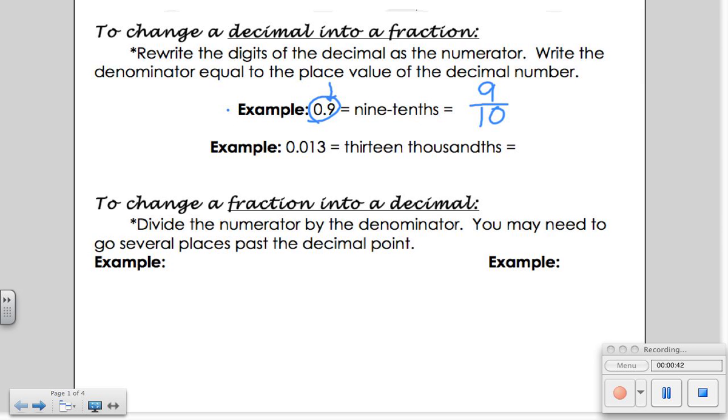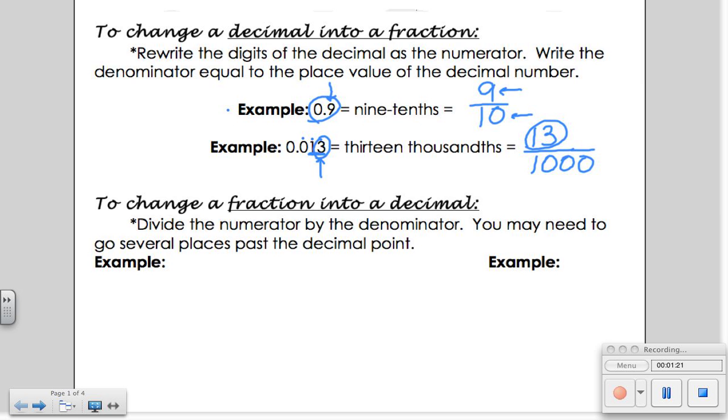Okay, same thing over here. The 3, the last number in our decimal, is how we read what place value it is. This is the tenths, hundredths, thousandths. So this would be 13 thousandths. Remember that all fractions need to be in simplest form. Since 13 is prime, obviously this is in simplest form already. And since 9 and 10 do not share any common factors, that is also in simplest form.